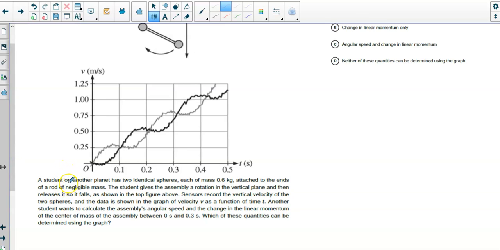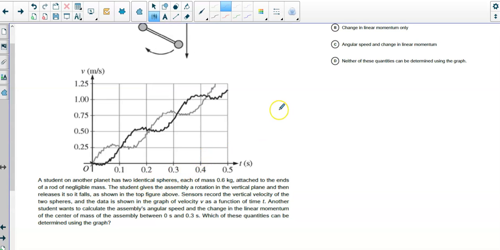A student has 2 identical spheres, each with a mass of 0.6 kilograms, attached to the ends of a rod of negligible mass. The student gives the assembly a rotation in the vertical plane and then releases it so that it falls. As shown in the top figure above, the sensors record the vertical velocity of the 2 spheres, and the data is shown in the graph as v as a function of time t. Another student wants to calculate the assembly's angular speed and the change in linear momentum of the center of mass of the assembly between 0 and 0.3 seconds. Which of these quantities can be determined from the graph?